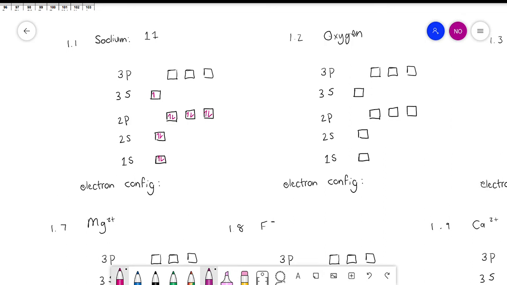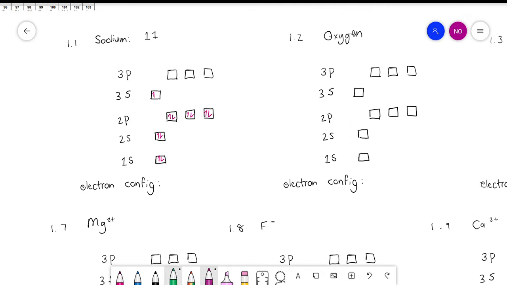Hou in jou agterkop Pauli en Hund se beginsel. So onthou ons het gesê is 2 electrons per orbital and then different spins. Dis hoekom ons een pyltjie opwys en die ander pyltjie afwys. And then also remember that you have to make sure that you fill the p orbitals, all 3 of them with 1 electron before you start putting in the second electron.